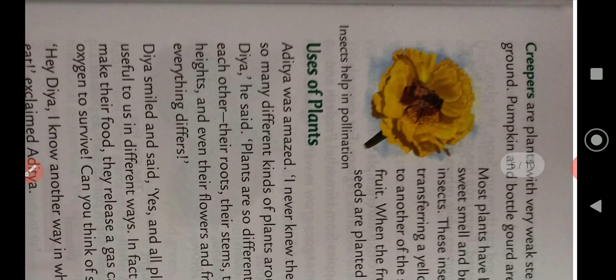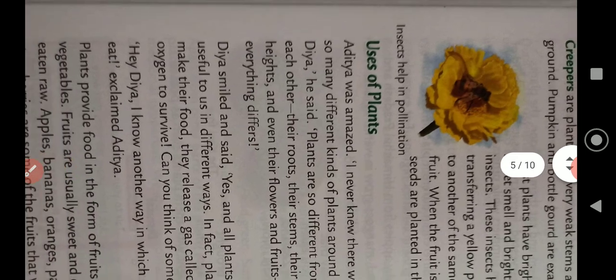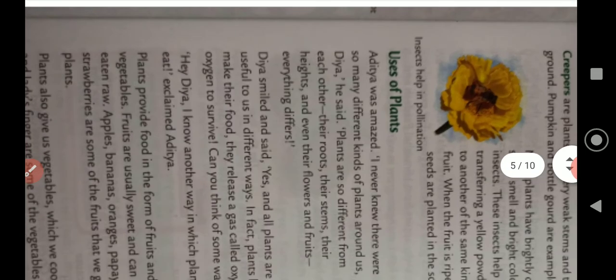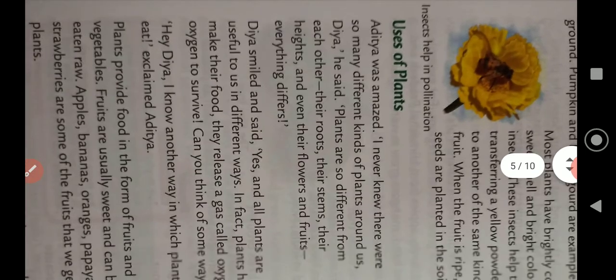Okay, now we are moving to the next topic, which is very easy and very important. Uses of plants, right, children? Aditya was amazed. He said to Diya, I never knew there were so many different kinds of plants around us. Plants are so different from each other, right?